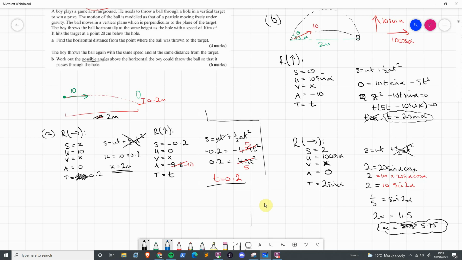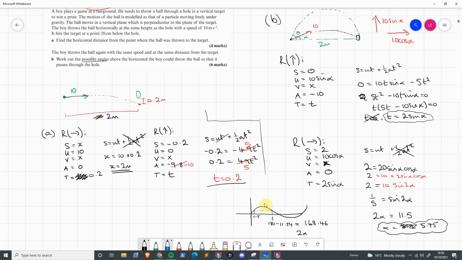So have a look at the graph. Have a look at what value would make sense. Got my sine graph here. Well, if I've got 11.5 there, it would make sense to also have this solution here of 180 take away 11.5, because it would still be possible to throw at that angle. So that would be 168.46. 11.5 is a little bit rounded. This would be the exact. It's probably 180 take away 11.54 or something like that.